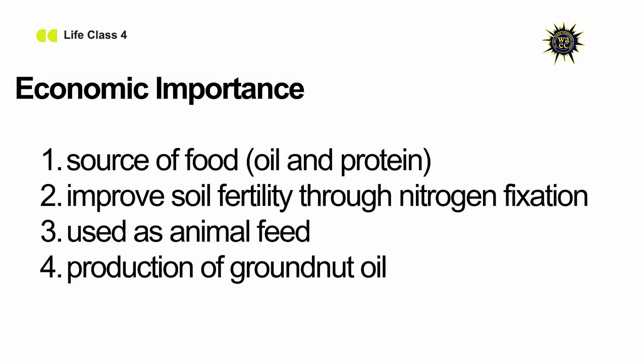Number one, it is a source of food, oil, and protein. Number two, it improves soil fertility through nitrogen fixation. This particular plant is in the legume family, so they help to fix atmospheric nitrogen. Number three, it is used as animal feed. Yes, that's very important. You use it to feed your livestock and other animals. Then, number four, it is important for the production of groundnut oil. So all these are the economic importance of specimen A in case you are asked.